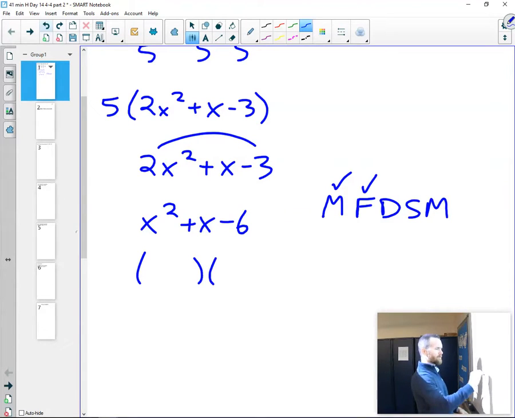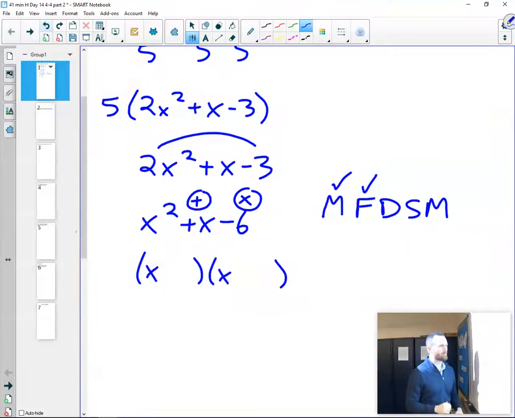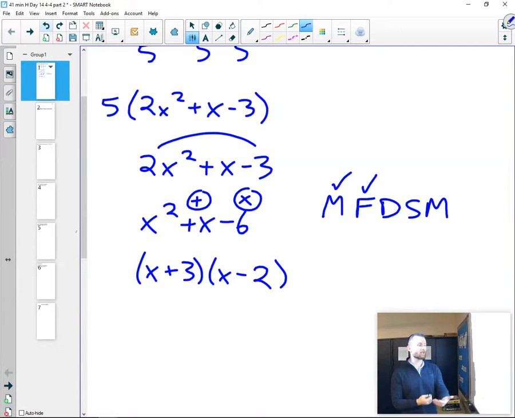Okay. Smartboard threw me off there for a second, but where were we? So it's x in front, and two numbers that multiply to get to negative 6 and combine to get to a positive 1. That's going to be a positive 3 and a negative 2. It doesn't matter what order you write them in. You can put x minus 2 times x plus 3. Just make sure the 2 gets the negative and the 3 gets the positive.